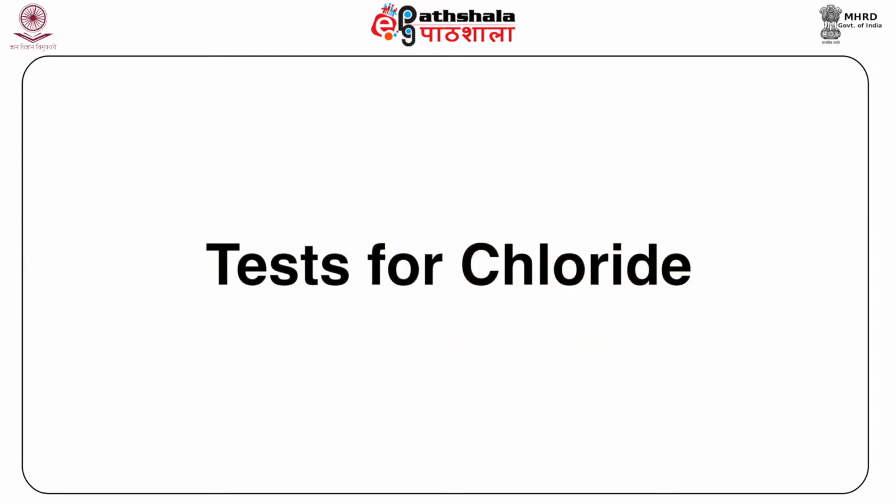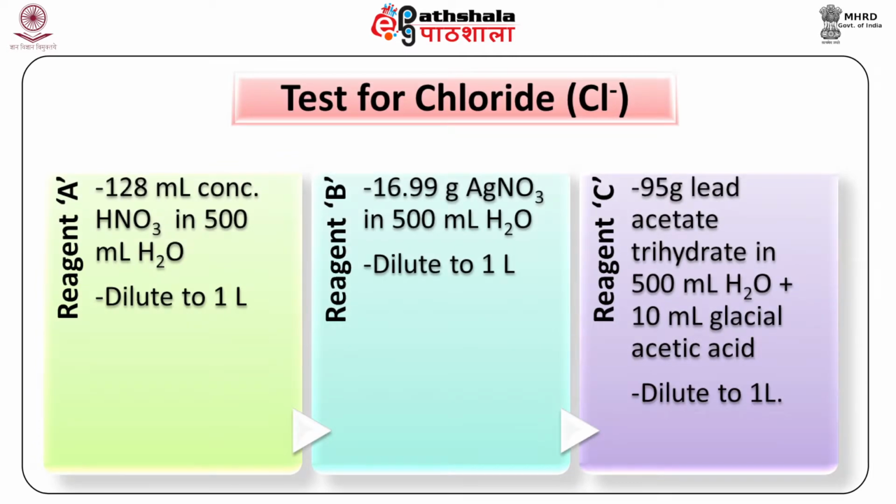First is the test for chloride. The following three reagents are required for detecting chloride ion in an explosive. Reagent A is made by dissolving 128 milliliters of concentrated nitric acid in 500 milliliters of distilled water and then diluting it to 1 liter.